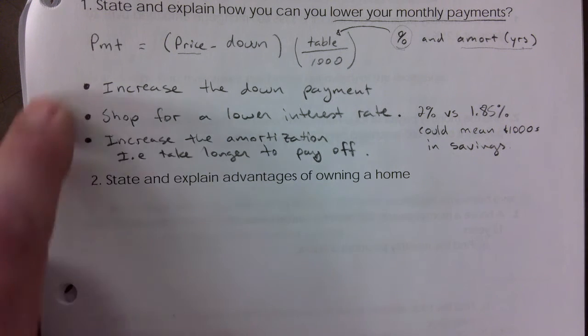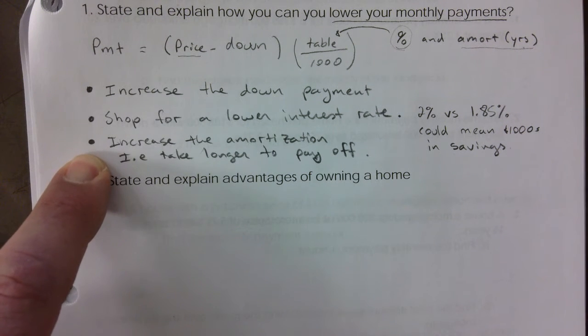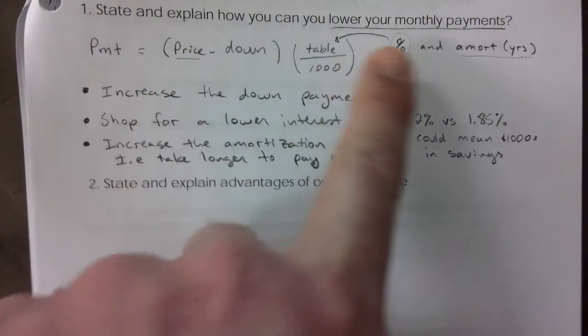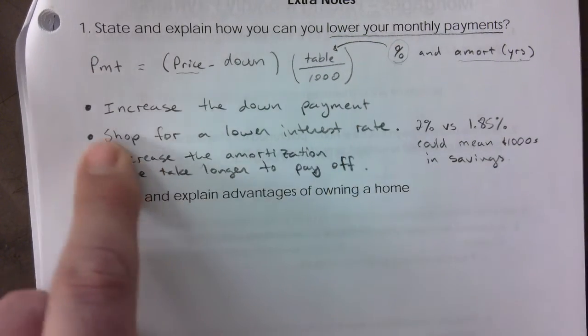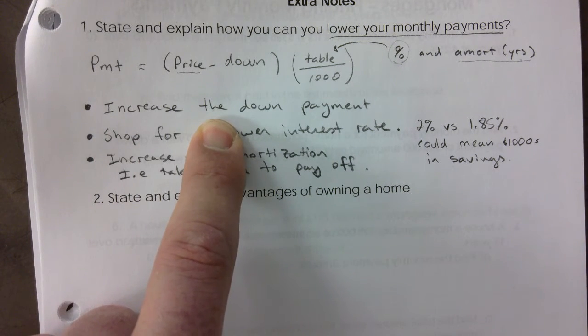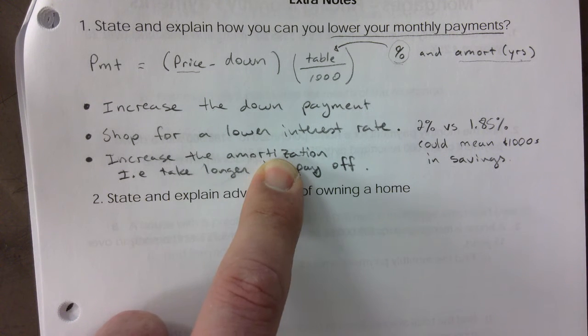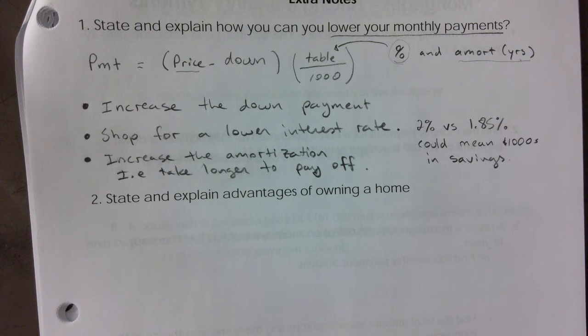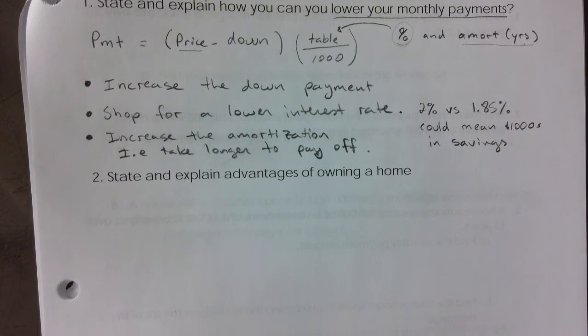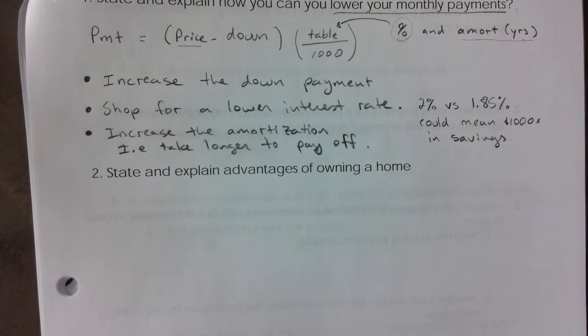So these are 3 things that you can do. If you make little notes, just arrow up: how can you lower your monthly payment? You increase your down payment, shop for a lower interest rate, or increase the amortization. Those are guaranteed 3 ways that you can do that. Okay, make sure you have that written down. This is on page 5 in your booklets.